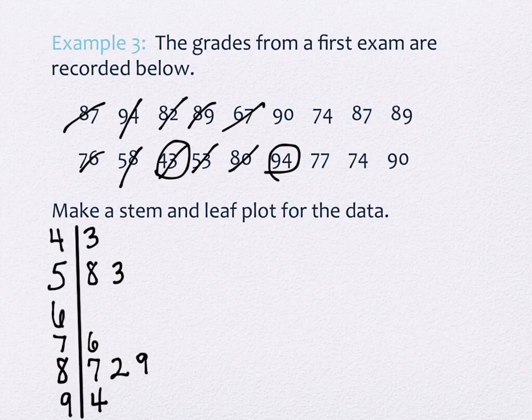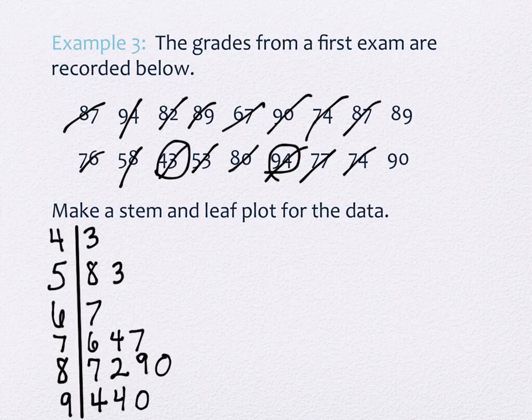67 and 80, so 67, 80, 94, 90, 94 and 90, 74 and 77, 87 and 74, 89 and 90. Okay, everybody good so far?